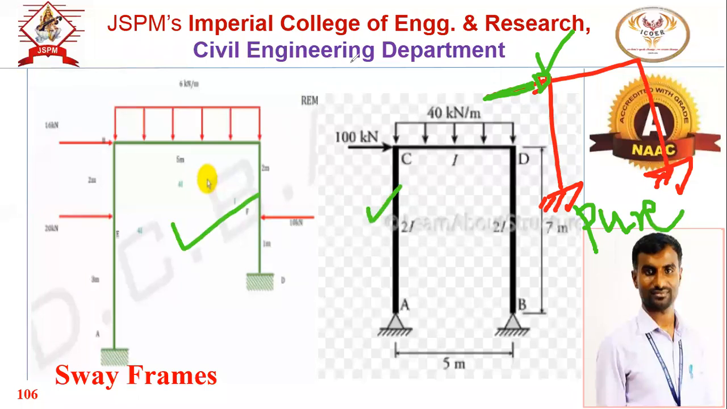Pure sway frame means it has a horizontal or lateral load acting at beam level, and no other external loading acting on the frame, meaning on a column or beam. Only a horizontal load is acting at beam level at the nodal point. That's why it is the pure sway frame, whereas the other sway frames are general sway frames.